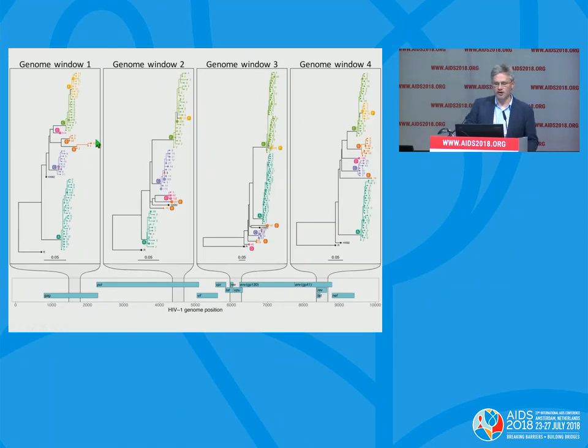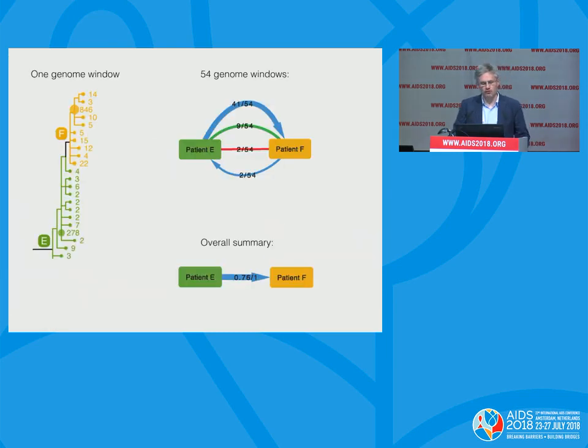This is looking at real data, and here are 4 slices through the genome. You can see that the virus from person F lies within the virus from person E in this window. Here's the virus from person F in person E in this window, and again in this window. So these are different parts of the genome telling you exactly the same thing. You can see other fun things like person B was dually infected, for example. So we summarize this information.